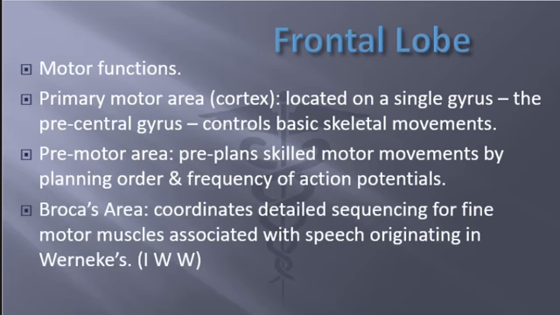There's a place called Broca's area. It coordinates detailed sequencing for fine motor muscles associated with speech. Now we believe that speech, for what you're going to say, originates in Wernicke's area. Okay, that's that part we talked about that was in the temporal. Was that the temporal lobe? The Wernicke's area. And so now we're going to take that information. The Broca's area is going to be used to coordinate all that.